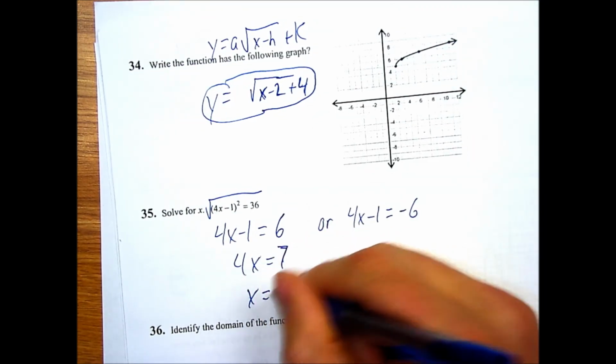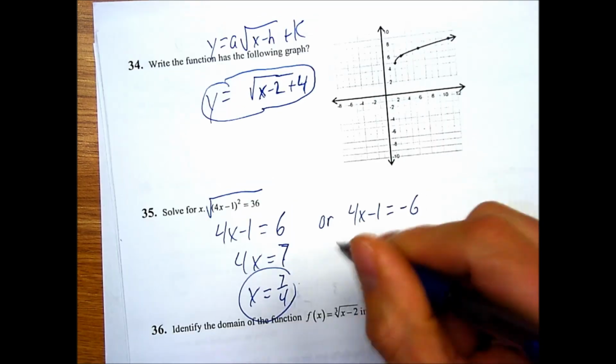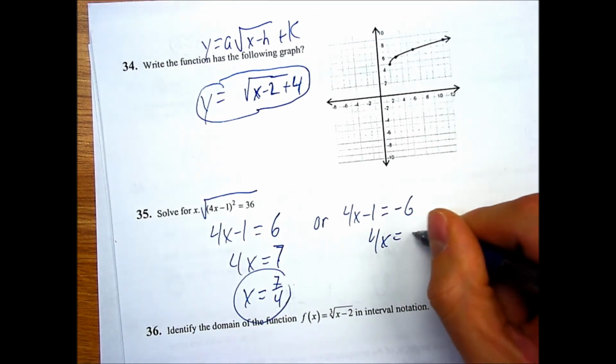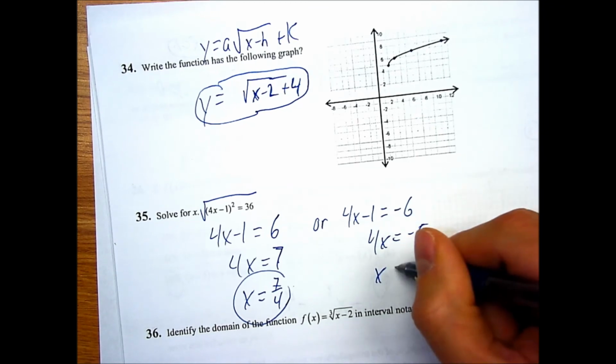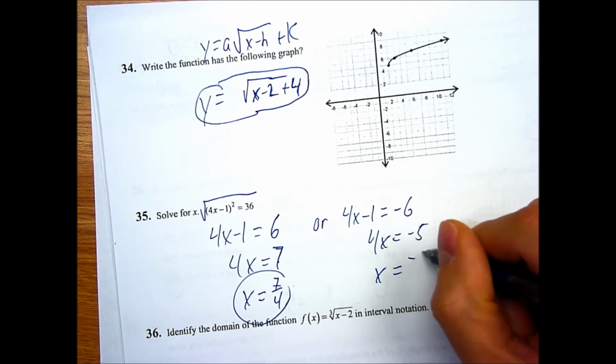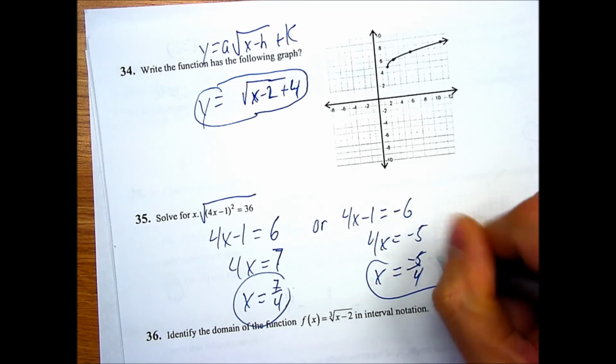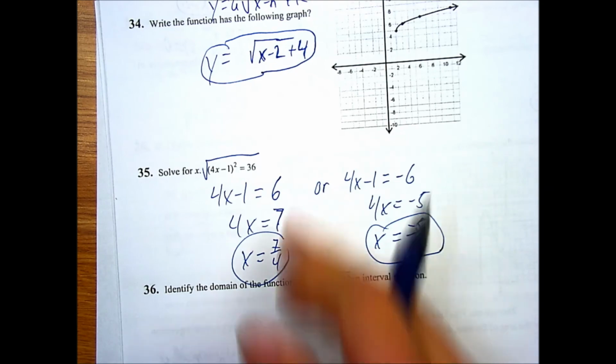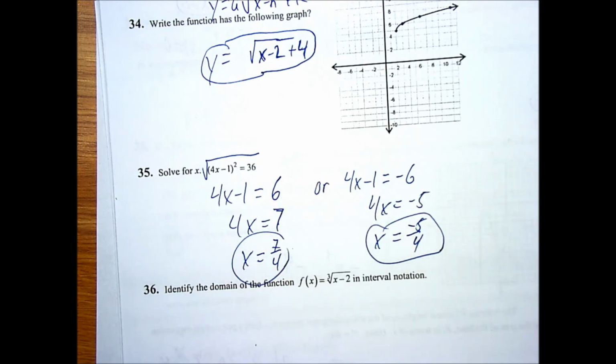So x should be 7/4. I will also add 1 to negative 6, which means x is negative 5/4. I can verify my answer using the calculator by substituting the value in for x and seeing if it squares to make 36. So I'm relatively positive on the positive value that it's a solution, as you should be as well, because that's the solution that you should be able to get.